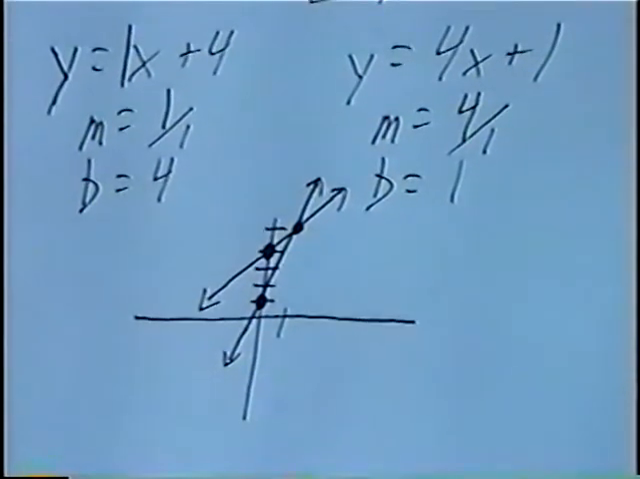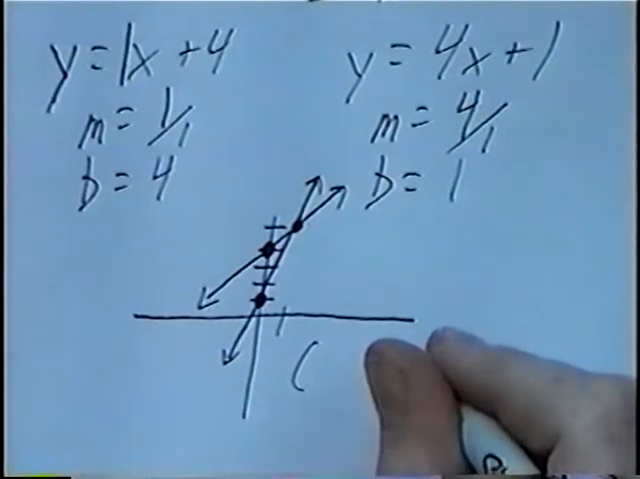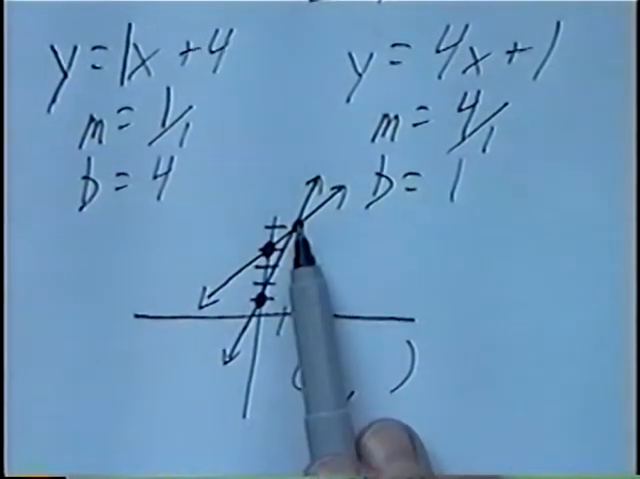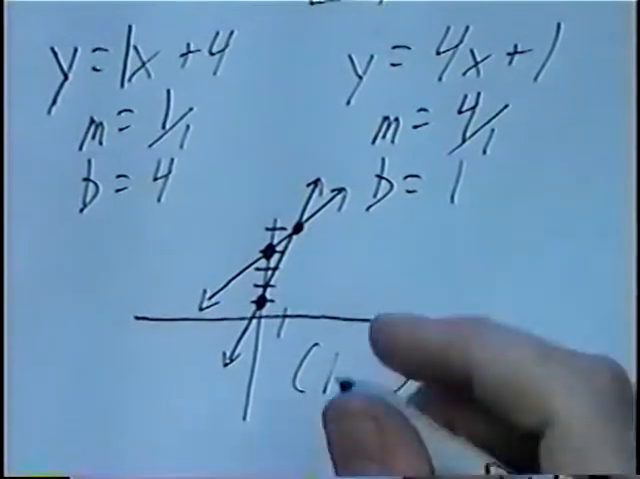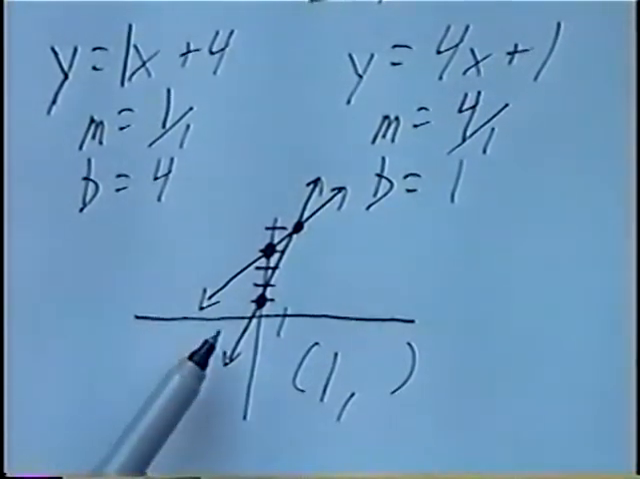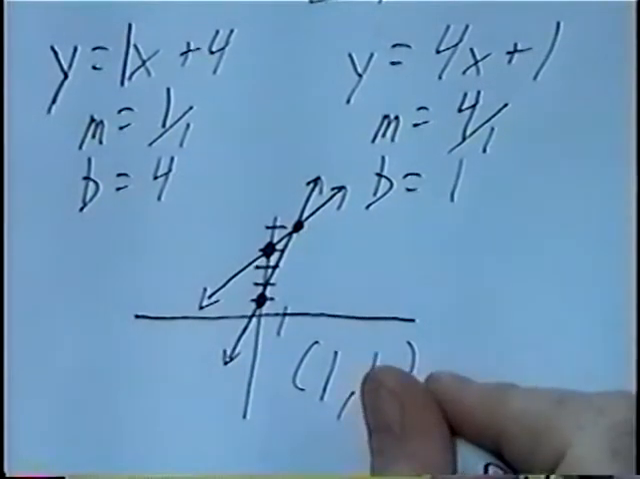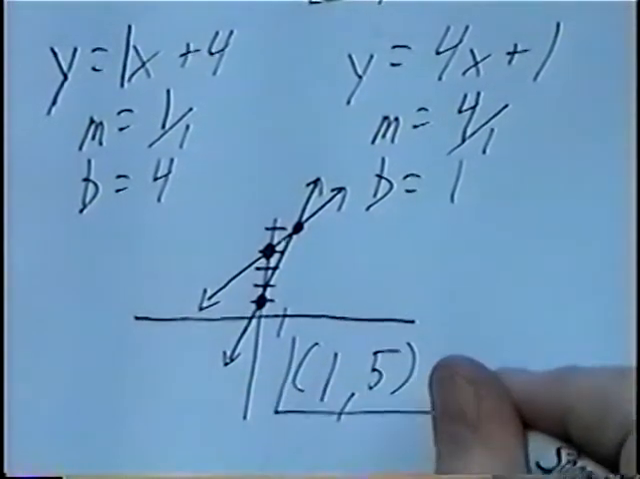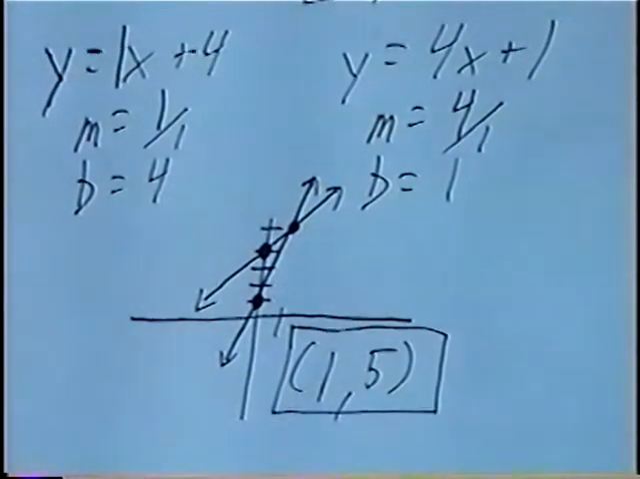The solution again is the point where the 2 lines cross, and we can write this as an xy point. The x value is 1, and the y value would be 1, 2, 3, 4, 5. So the point where these 2 graphs cross, or they're equal, the solution is (1, 5).